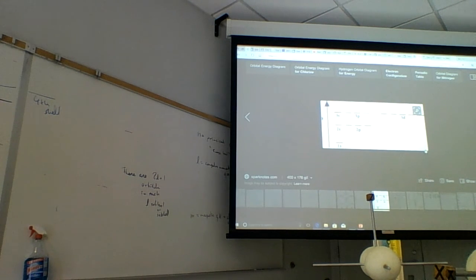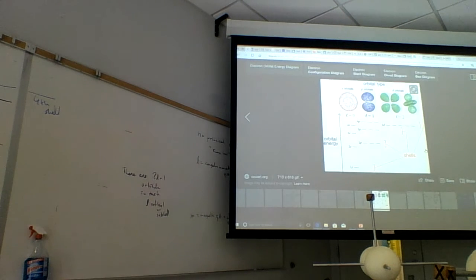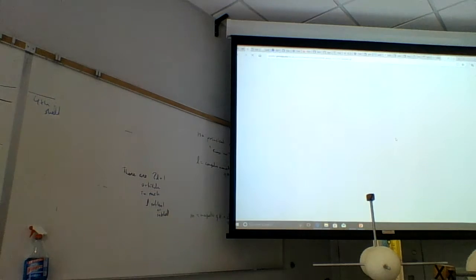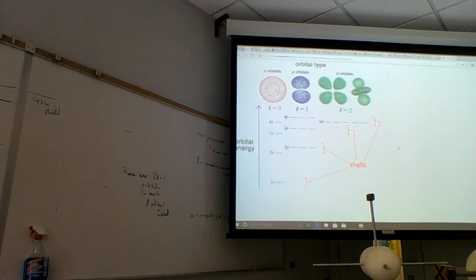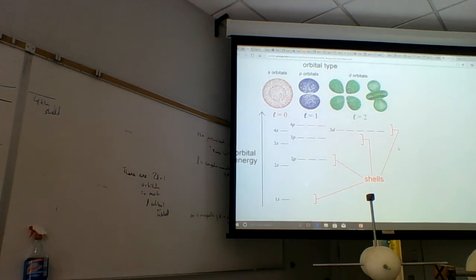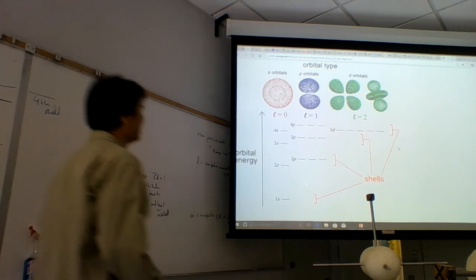This one's okay if you're dealing with what atom? The hydrogen atom only. See? How does this one look? This one looks pretty good, doesn't it? You know, this one I like. In fact, this is the one I had up this morning.